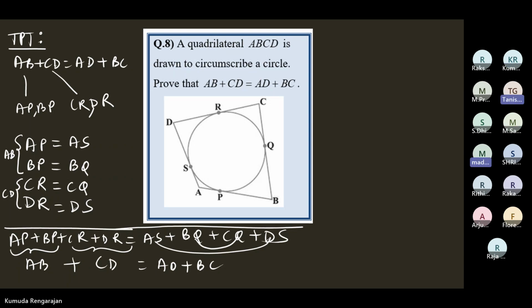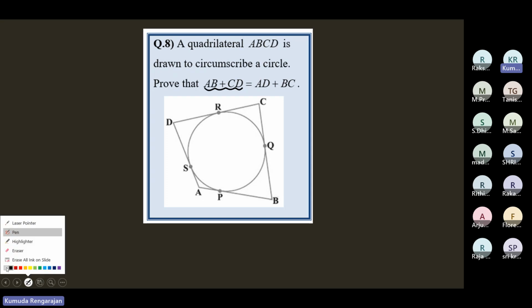So here the theorem uses tangents from the external point to the circle. Tangents meaning the tangent segments from an external point to the circle are equal. So you start like this. Because you want to get AB plus CD equal to, you start with, what is AB made up of? AP and BP. And CD, what is CD made up of? CR and DR. Write this, then put equal to and complete it.